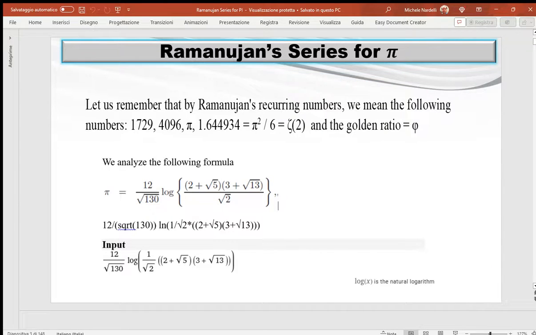Let us remember that by Ramanujan's recurring numbers, we mean the following numbers: 1729, 4096, pi, and pi squared over 6, and the golden ratio. We analyze the following formula.